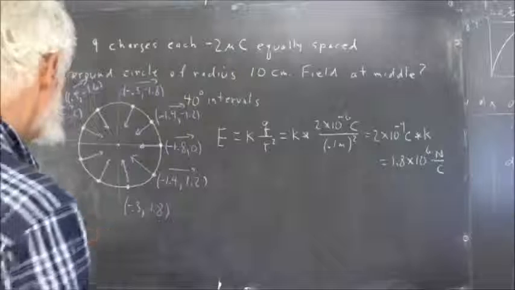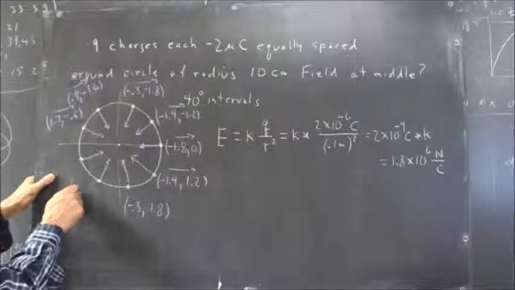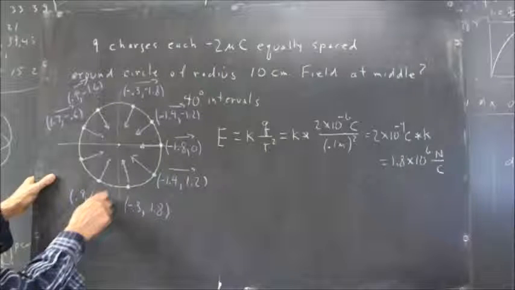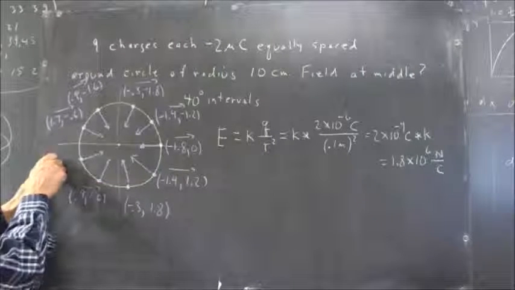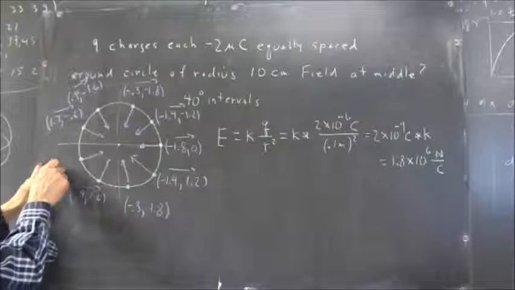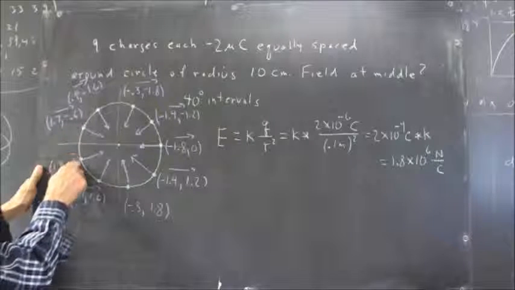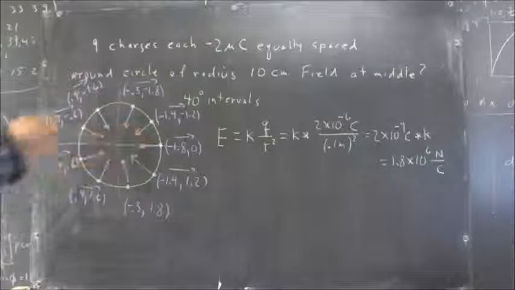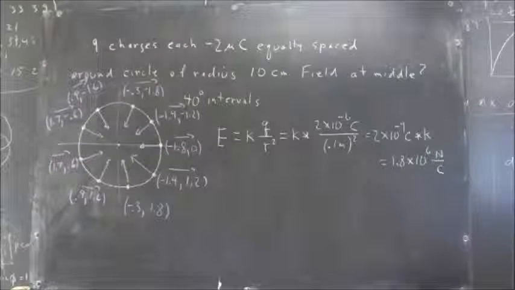Okay, and over here, we have similar symmetry. We're going to have 0.9, 1.6. We're going to have 1.7, 0.6. So right there, in multiples of 10 to the 6 newtons per coulomb, we have our fields.